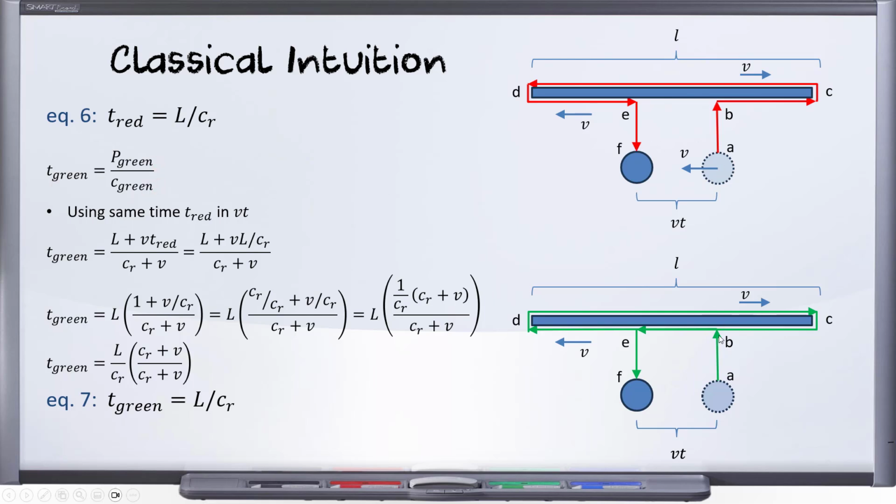And the path of green is one full loop, the whole loop, plus a VT. So we're going to put L plus VT, and the speed of the green beam is the speed of light in glass plus the velocity V. And we agreed we're going to use the same amount of time because we want to know how much shift there is after that amount of time. And so the T red from this previous equation, we're just going to plug that right in there. And then we do a little bit of math, and lo and behold, T green comes out like so.